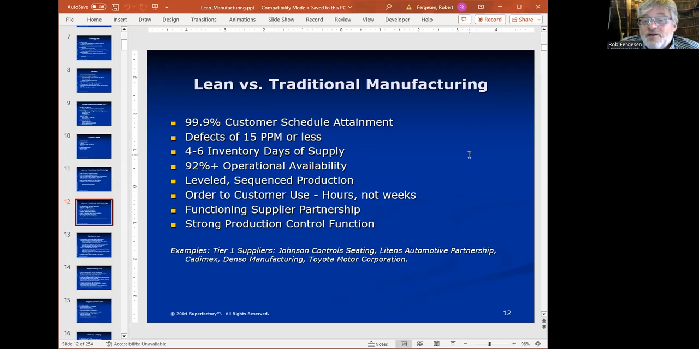99.9% customer schedule attainment. That certainly is possible. Defects of 15 parts per million, which is extremely low defect rate. And obviously, these are just sort of pie in the sky numbers that some manufacturers have achieved, maybe not all. Operational availability, we keep the line up 82% of the time. Leveling sequenced production, so your production is more efficient, and so on and so on.